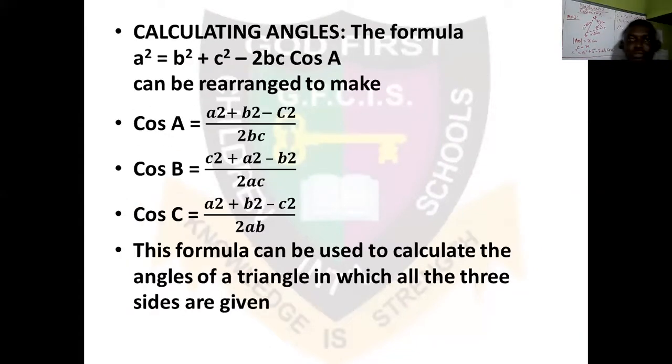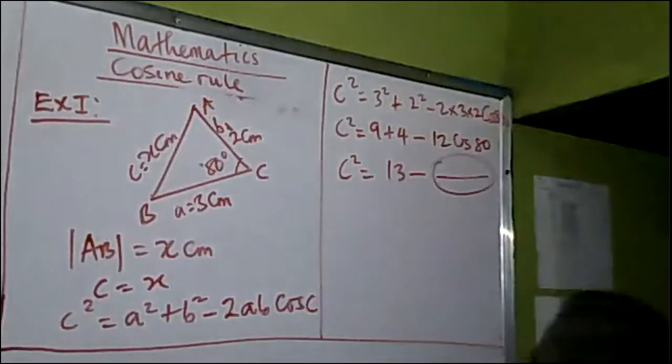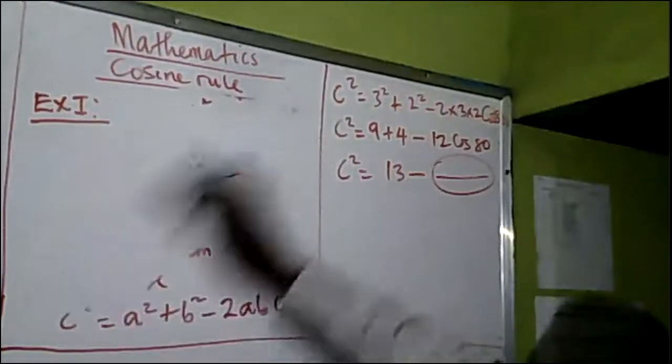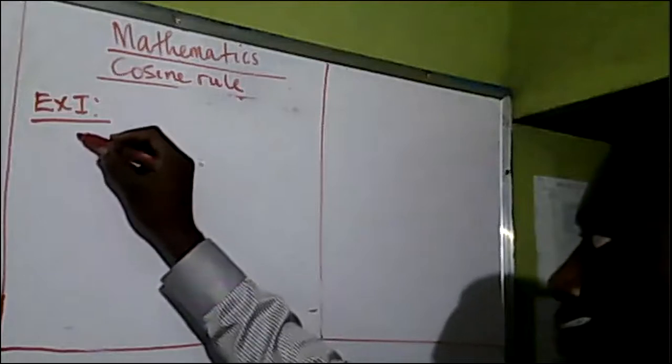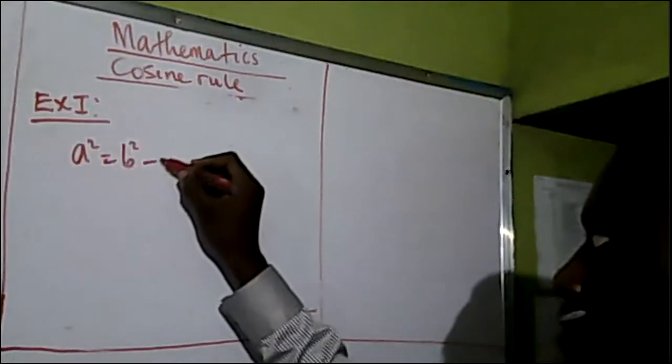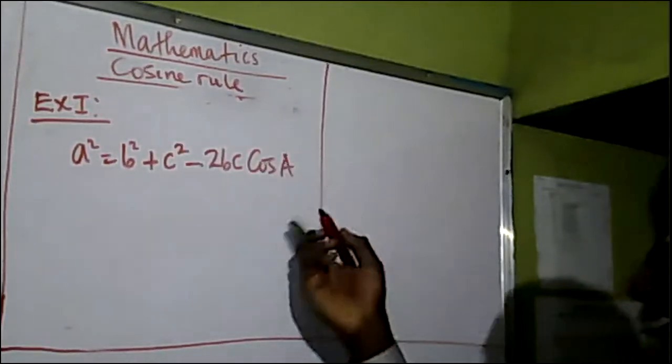So calculating angles. If you want to calculate angles when three sides are given, this is the formula: cos A is equal to a squared plus b squared minus c squared over 2bc. How is this formula derived? Okay, let's go over to the board to see how they were derived before we start using them. So recall that a squared is equal to b squared plus c squared minus 2bc cos A, right?